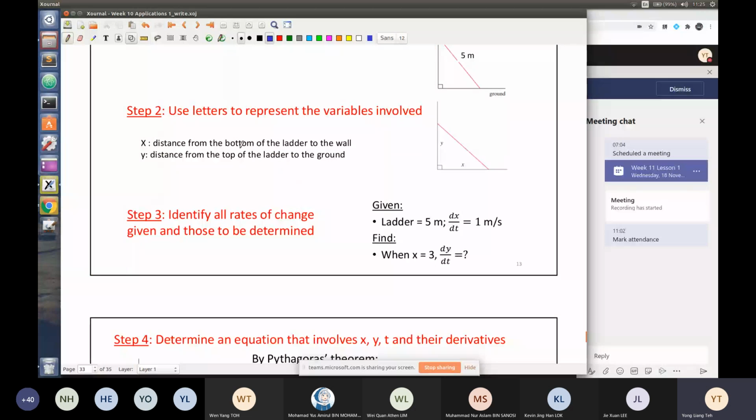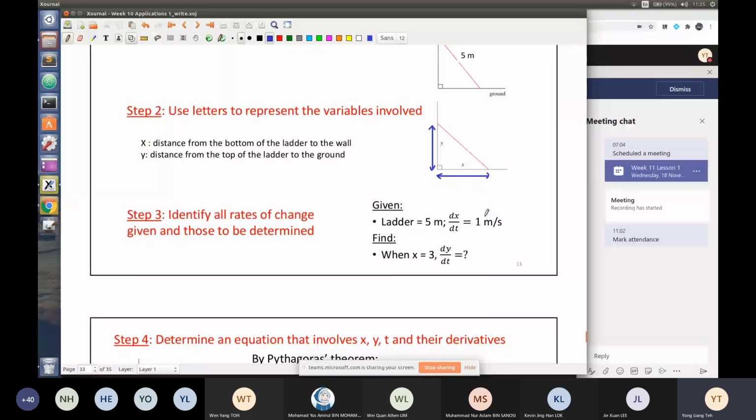So use letters. In this case, it's quite convenient to use y for this dimension from the ground, and x for this dimension. Therefore, we are supposed to find this y prime, dy dt, what is this, when x prime is 1 meters per second?